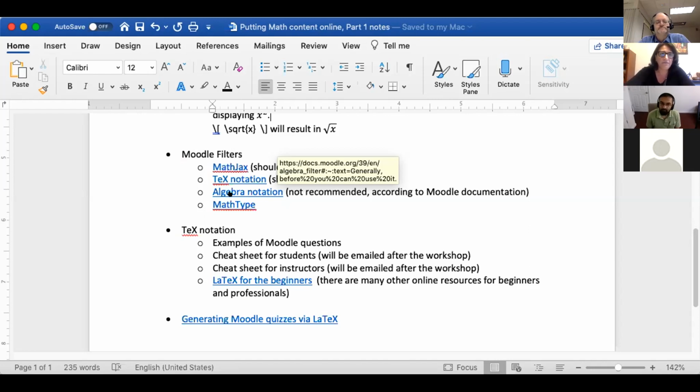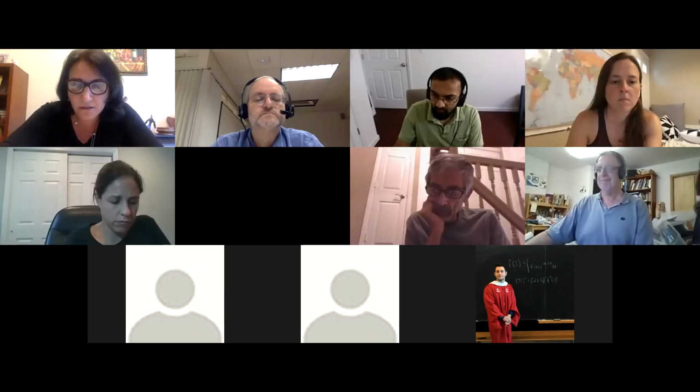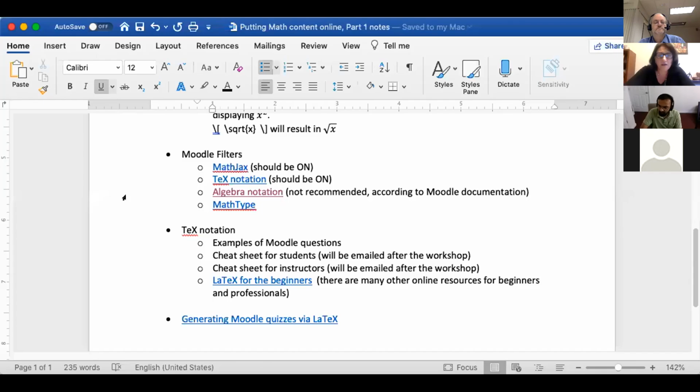There is another filter which we have a work request for with the CTS. I don't know if it costs money. Just a second. It's called MathType, and MathType for Moodle is another filter. How does this filter work?